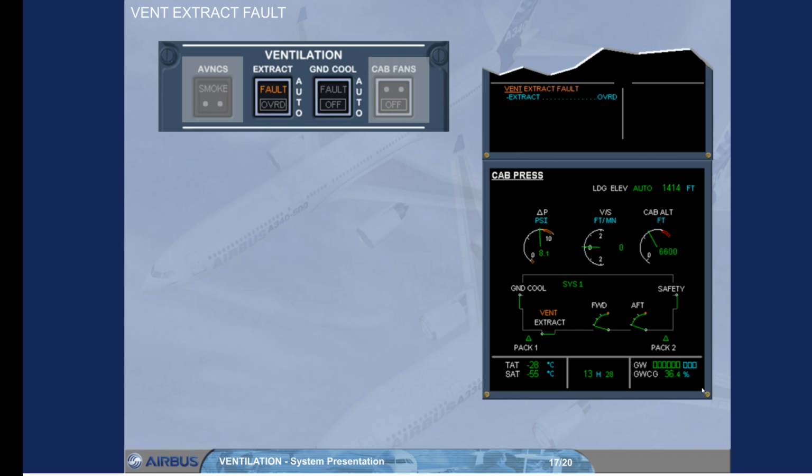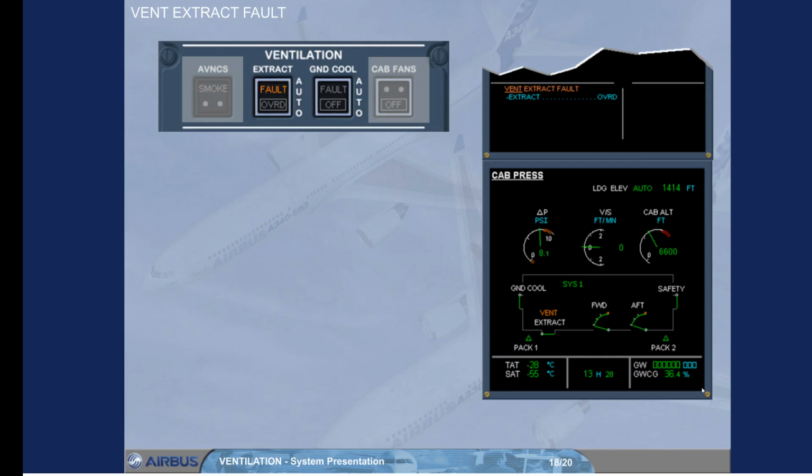Let's now study a vent extract fault. Look at the indications. A failure message and associated ECAM procedure have appeared on the engine warning display. A fault light is on the ventilation panel, and the ECAM cab press page has been automatically called to show amber vent indications. These are showing that there is a problem with the extract system. A low extraction airflow is detected through the extract valve. The ECAM actions have now to be performed.